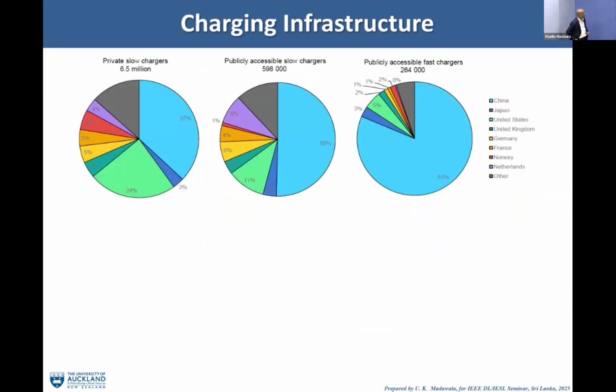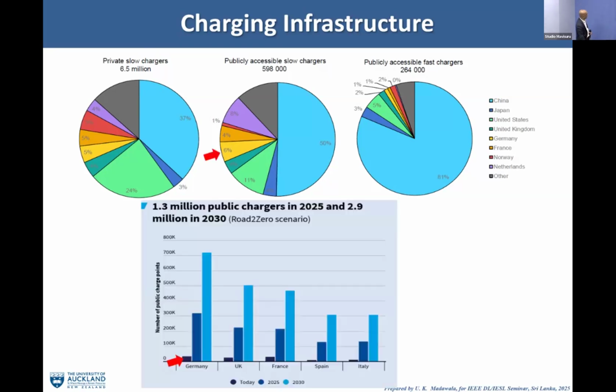Charging infrastructure. There you can see the private slow chargers, 6.5 million. I think this is 2023, as I recall. Publicly accessible, 500,000, and publicly accessible fast charge, 250,000. But if you remember, we had millions of cars. So many millions, but what do we have? So we are far behind. We need to do something about it.